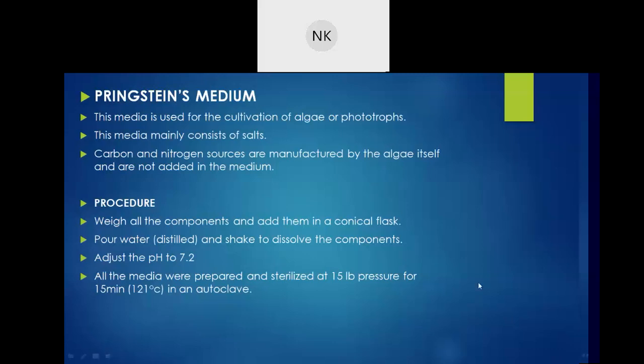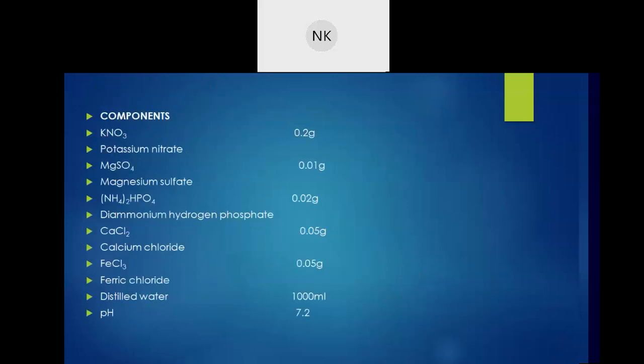The pH which is required for algae to generally grow is 7.2, like bacteria. This is the composition of Princeton's medium: potassium nitrate, magnesium sulfate, diammonium hydrogen phosphate, calcium chloride and ferric chloride. Weigh all the ingredients, add distilled water, sterilize, check the pH, and then add the sample.